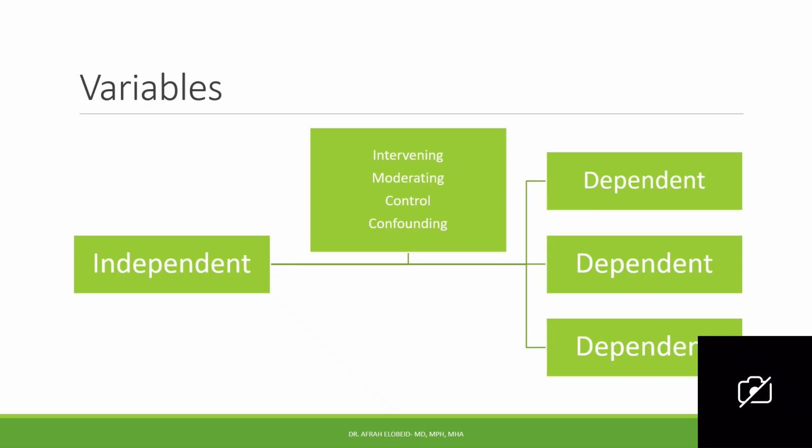These are variables that sometimes the researcher does not count for while designing their study, but in a way they impact the results or they impact the independent variable itself. So let's give some examples.